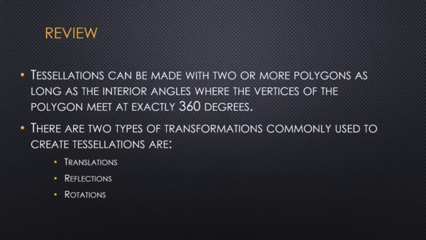So we know that tessellations can be made with 2 or more polygons as long as the interior angles where the vertices of the polygon meet at exactly 360 degrees. We learned that from our last lesson.